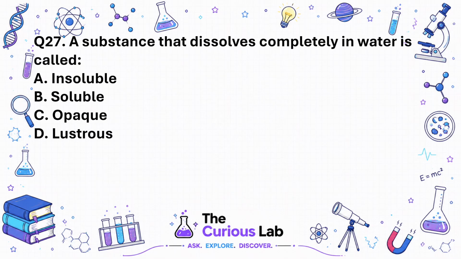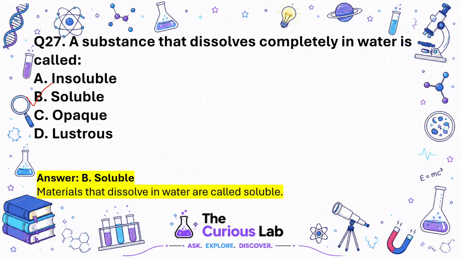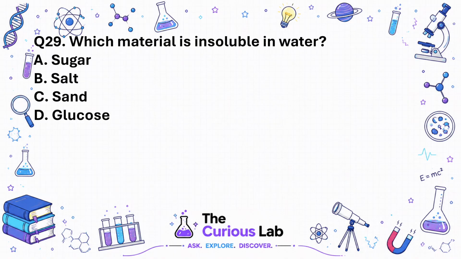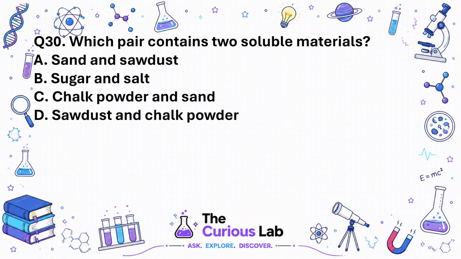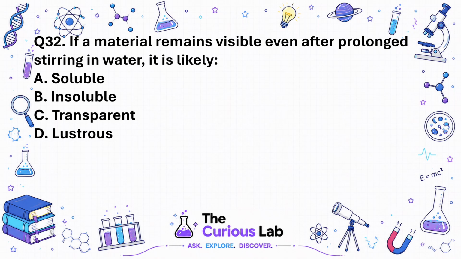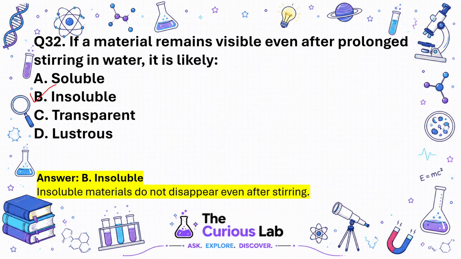A substance that dissolves completely in water is called soluble. Which of these is soluble in water? The answer is sugar. Which material is insoluble in water? Answer is sand. Which pair contains two soluble materials? Sugar and salt. Which pair contains two insoluble materials? Sand and sawdust. If a material remains visible even after prolonged stirring in water, it is likely: the question means that even if I am stirring, it is still not becoming invisible in water. So the answer is insoluble.